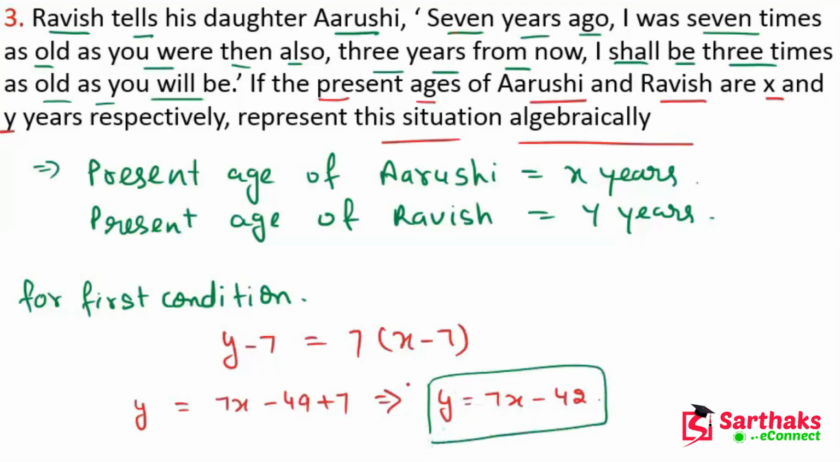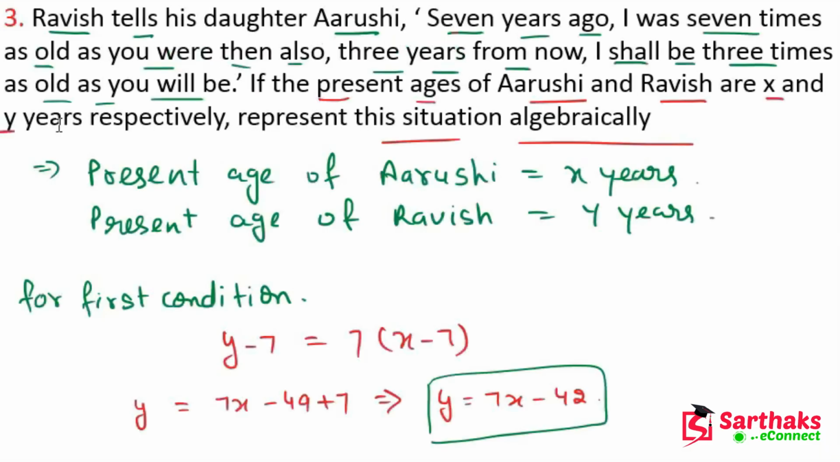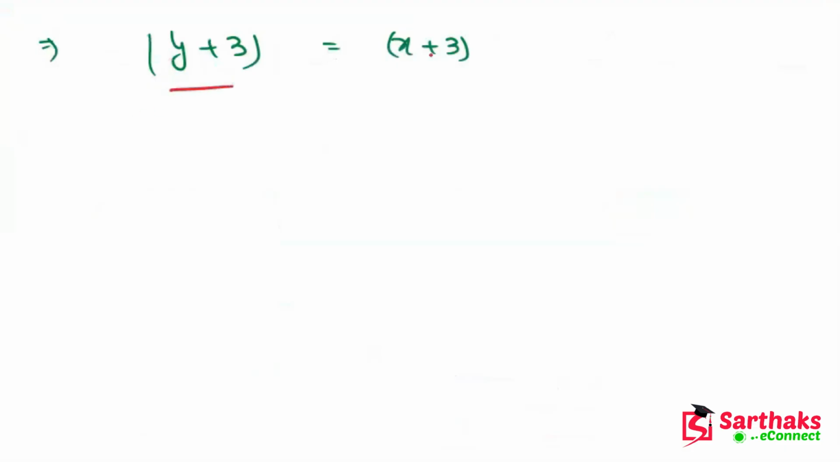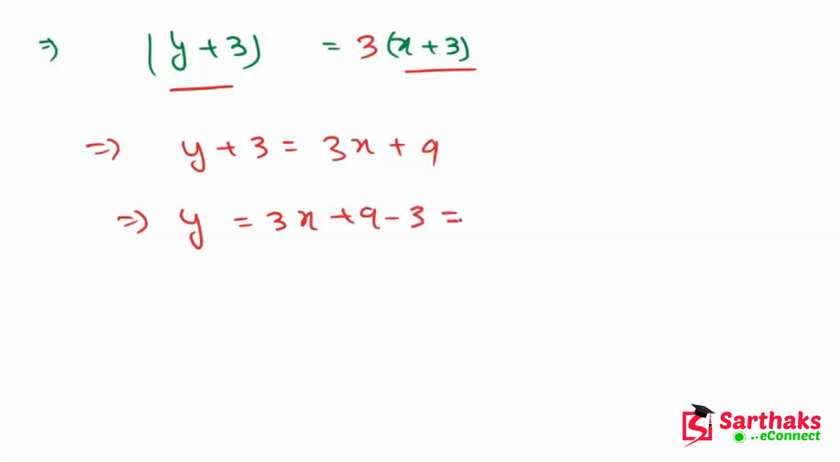Okay, so now let's represent the second condition. The second condition is, my dear friends, 3 years from now. So this is talking about the future, so the ages will be y plus 3 and x plus 3. Now it is saying that Ravish is 3 times as old as his daughter Arushi. So from this we can write y plus 3 is equals to 3 into x plus 3, that is 3x plus 9. So y is equals to 3x plus 9 minus 3, so y is equals to 3x plus 6.